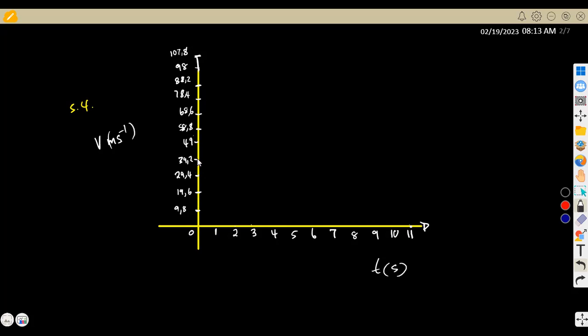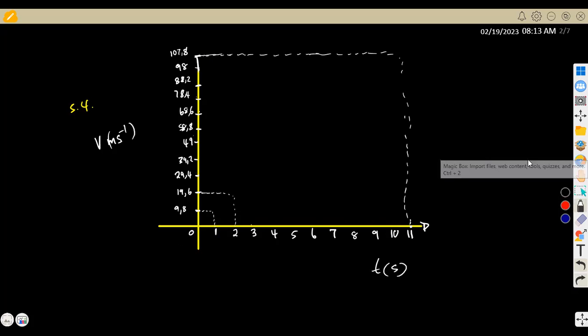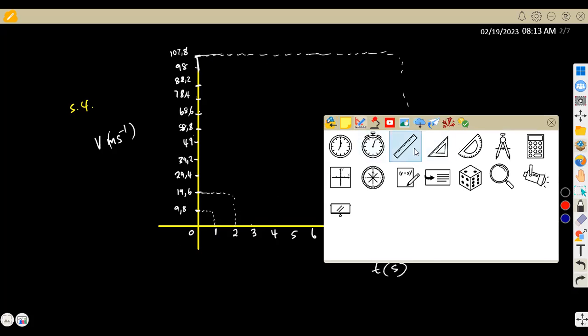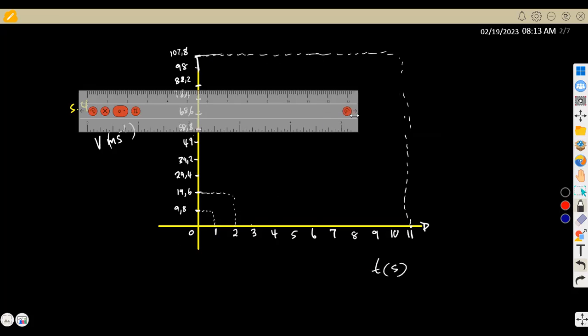So it must correspond. We've got 1, 2, 3, 4, 5, 6, 7, 8, 9, 10, 11. According to the time, we've got 11 units, 1, 2, up to 11. So this 11 corresponds directly with 107.8. These 2 points correspond with each other, just like what we saw, the points 1 and 9.8, 2 and 19.6, and so on. If you join them now, you are going to have a straight line from the point 0 to the point of intersection.